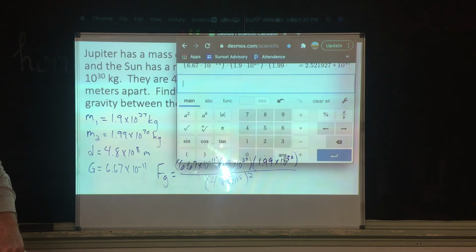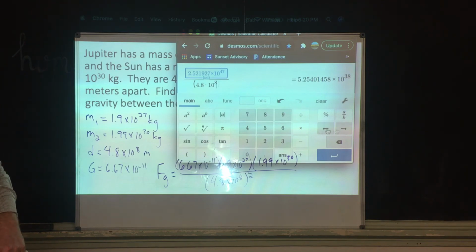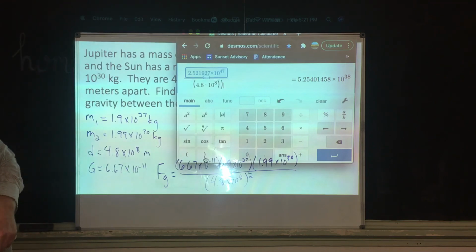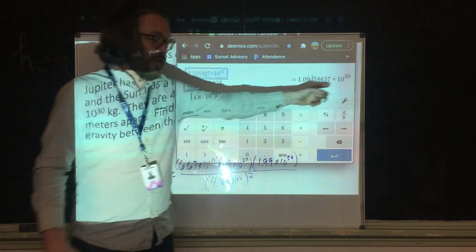So I want to take that whole answer and we're going to divide that whole thing by the distance squared. So that's 4.8 times 10, A to the b, 8, forward, close parentheses. And remember, you gotta square the distance. You hear me say that a bunch. I'm going to back that up just by hitting that, and I'm going to square it. And then there's your answer. 1.09 times 10 to the 30th, or 1.1 times 10 to the 30th.